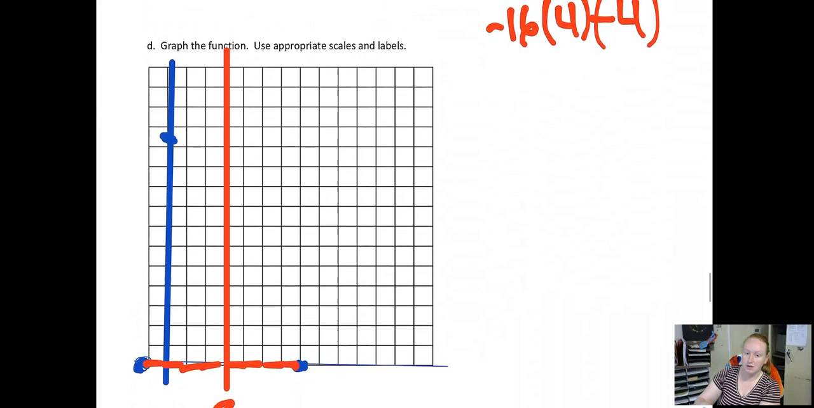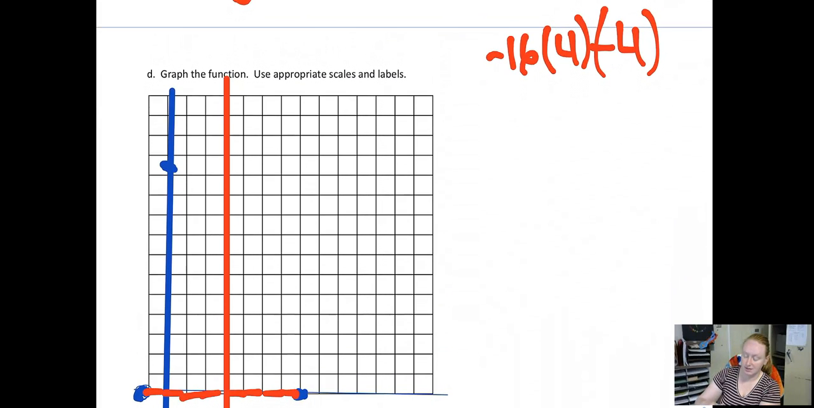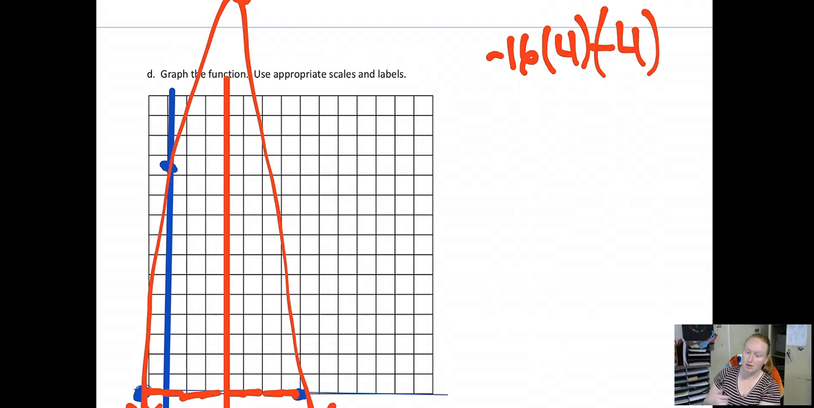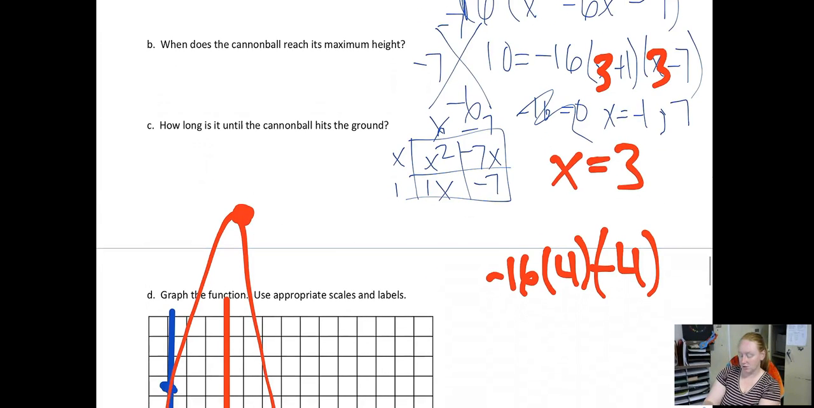Okay. So I didn't use the best places that I could have used. I probably could have gone by 20s instead and gotten a better looking graph because it all would have been on that graph. But that's okay. You're just practicing.